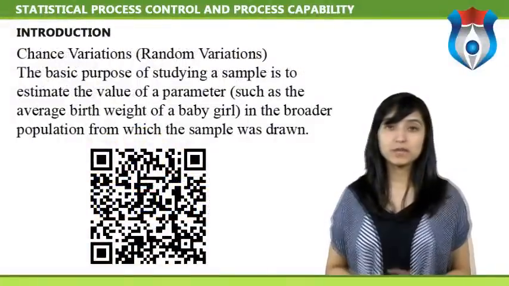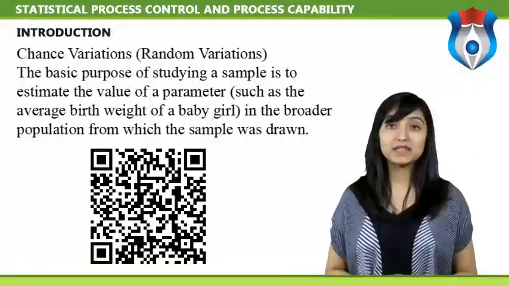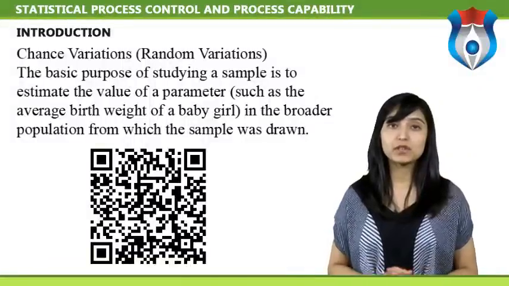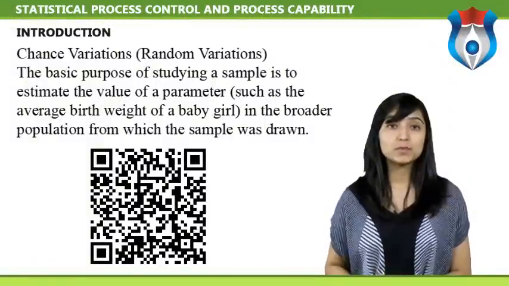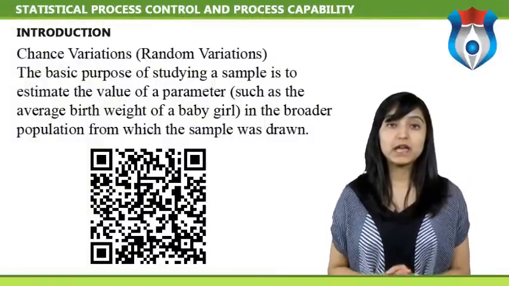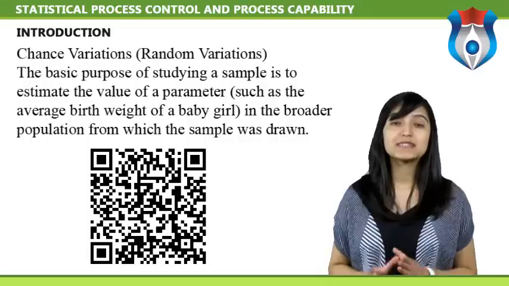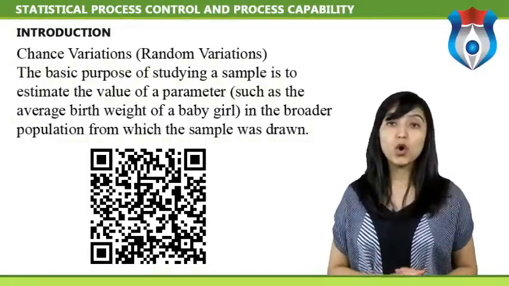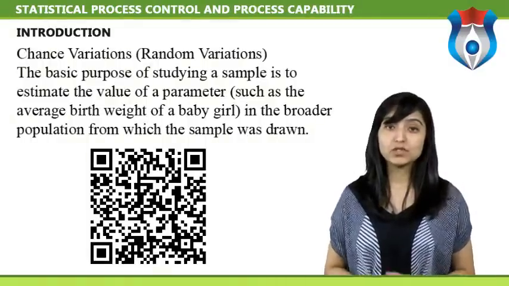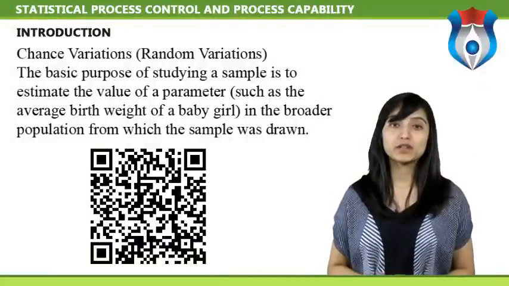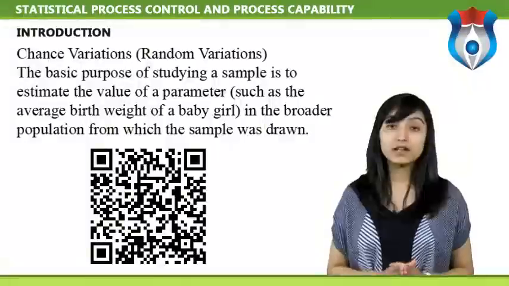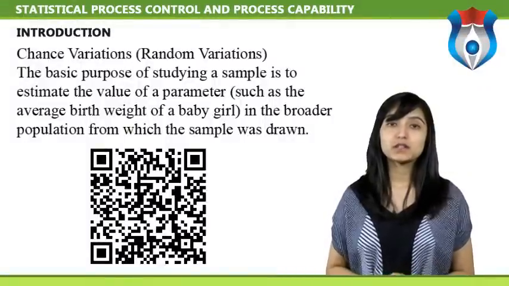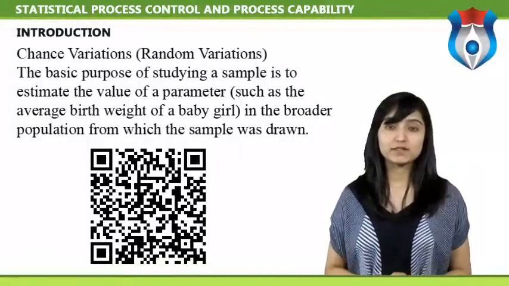Chance variations, or random variations. The basic purpose of studying a sample is to estimate the value of a parameter, such as the average birth weight of a baby girl, in the broader population from which the sample was drawn. All studies are based on samples of people, and people vary, so different samples from the same population are likely to give different results purely by chance.